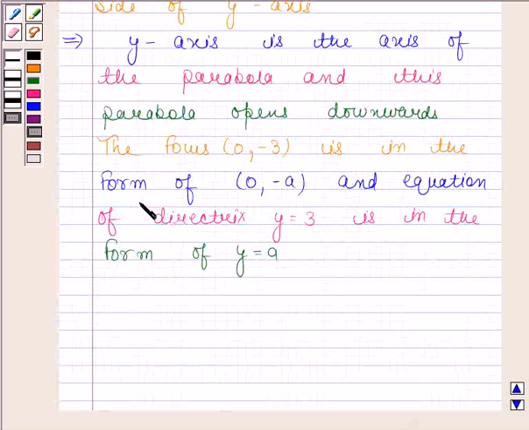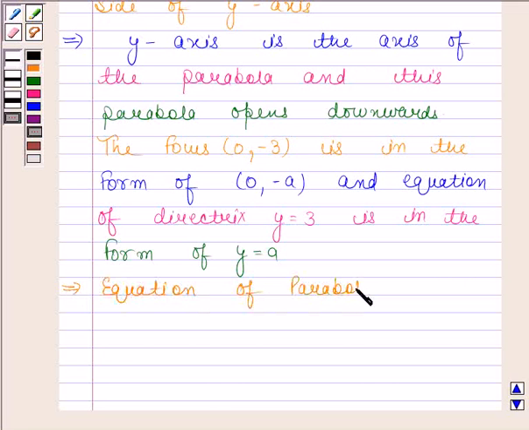Now here, focus is also of the form (0, -a) and directrix is of the form y equals a. So this clearly implies that the equation of parabola is of the form x square equals minus 4ay. Now here, a is equal to 3.